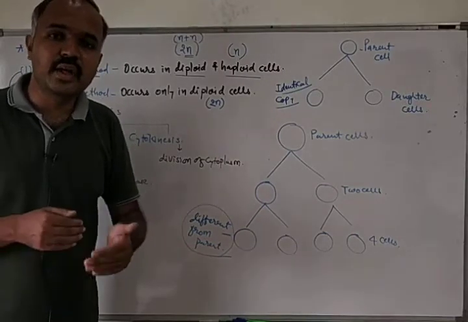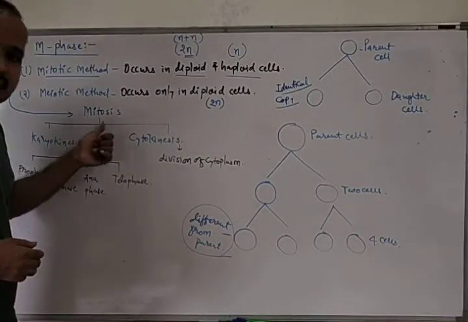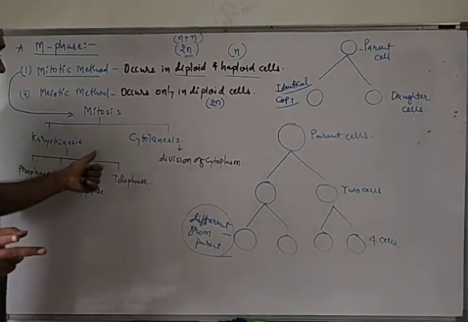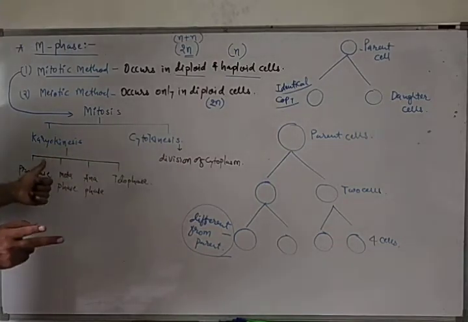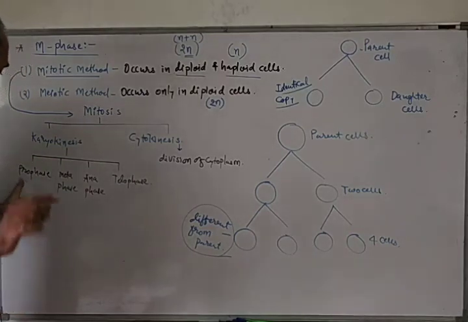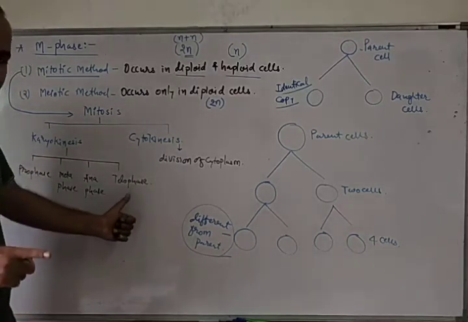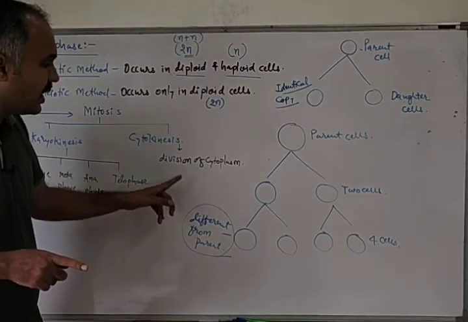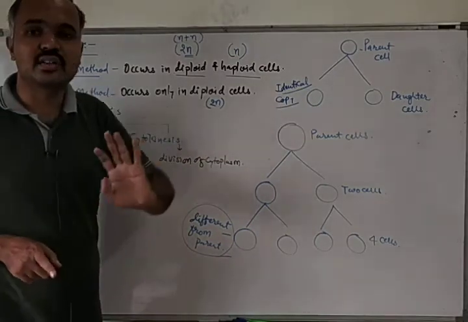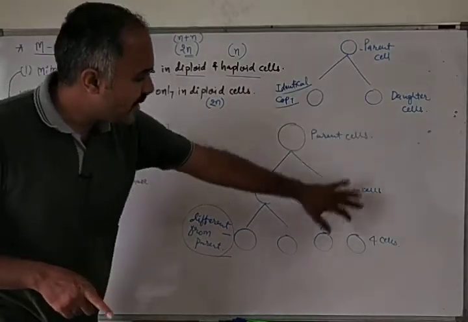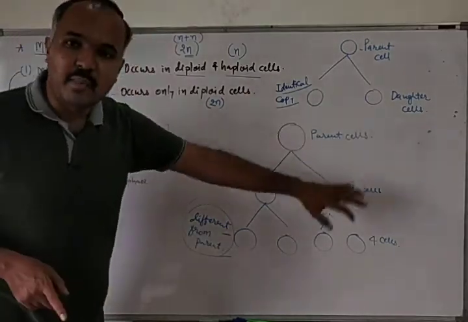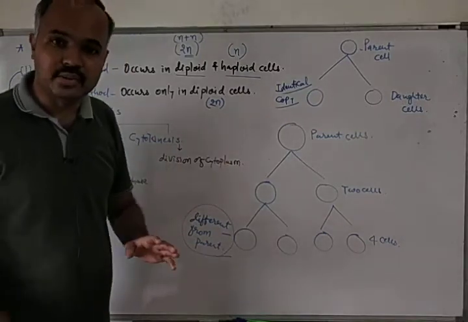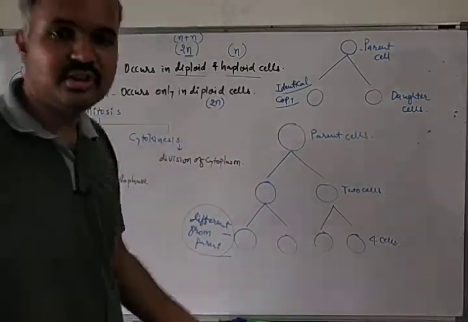So we are going to learn this mitosis. We said that mitosis has two sub phases: karyokinesis and cytokinesis. Karyokinesis has four sub phases: prophase, metaphase, anaphase and telophase. After completion of telophase, cytokinesis will occur, and after cytokinesis, two daughter cells will be produced. Today we are not going to learn meiosis. We are learning mitosis, so we'll learn mitosis in detail.